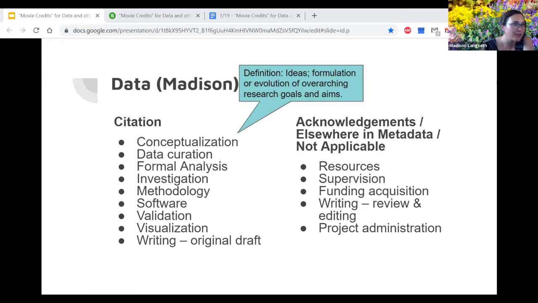Let's see, Kelsey asks, curious how or if this framework deals with credit over time, for example, published revisions, open source code, web pages as they update.